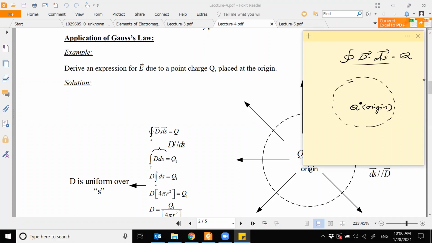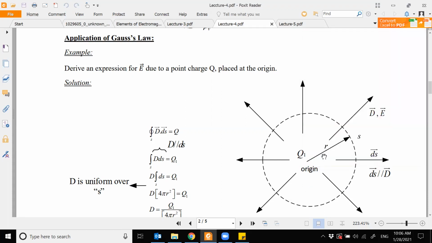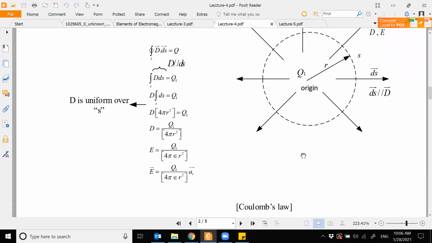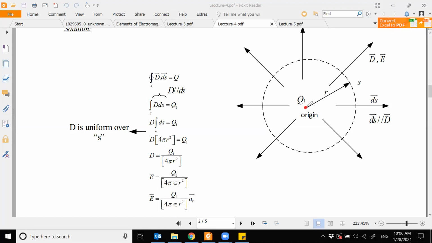So this is my spherical shell. It's a closed surface, the spherical shell. So something like this. This is my point, this is my charge Q, and this is my spherical shell. Now we are applying Gauss's law: the closed surface integral of D dot dS is equal to the charge enclosed.